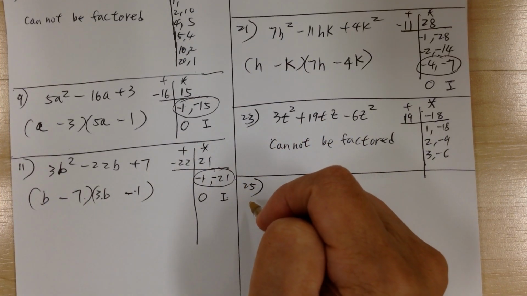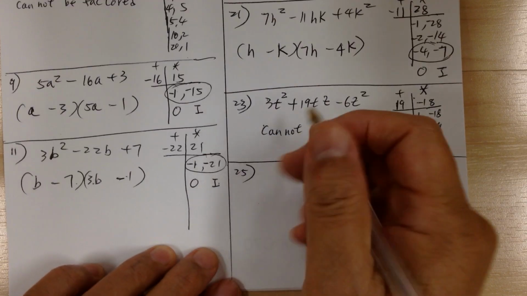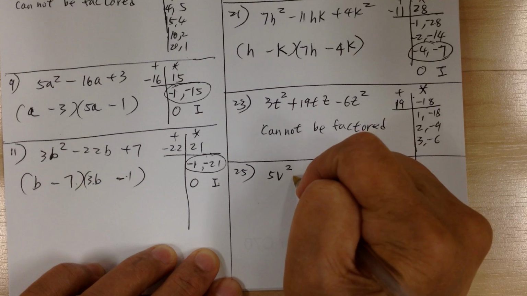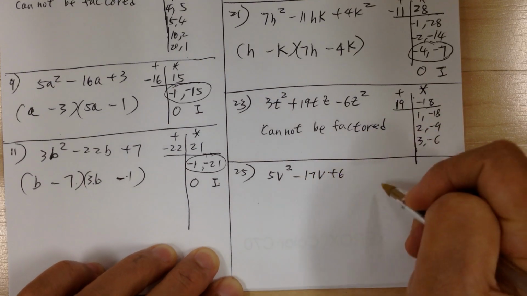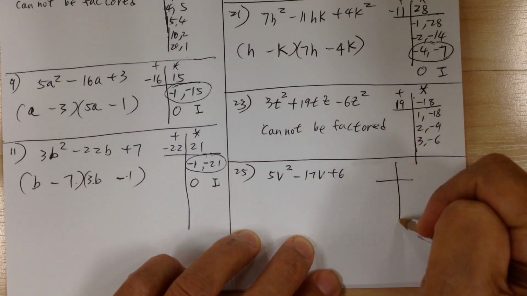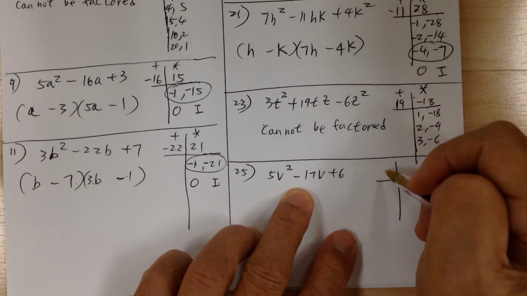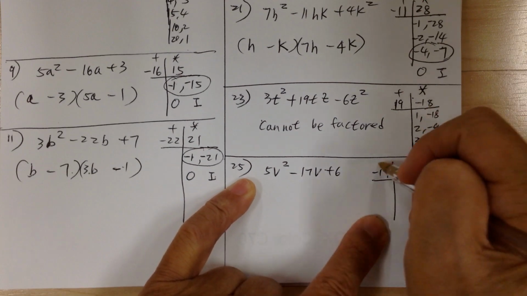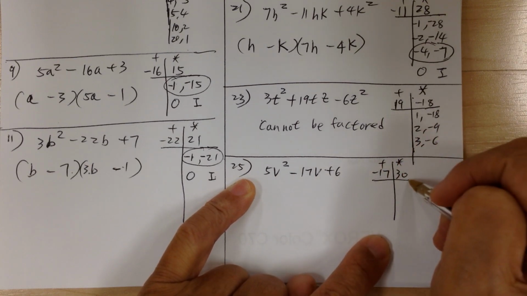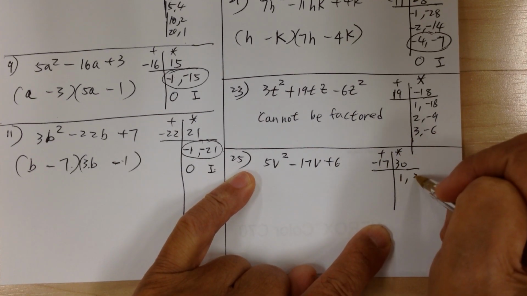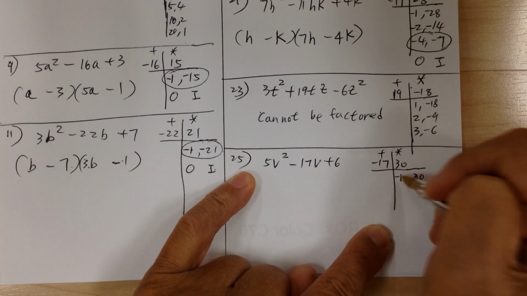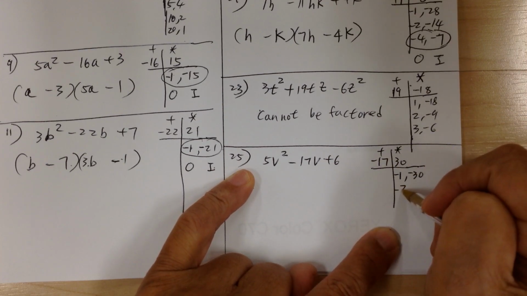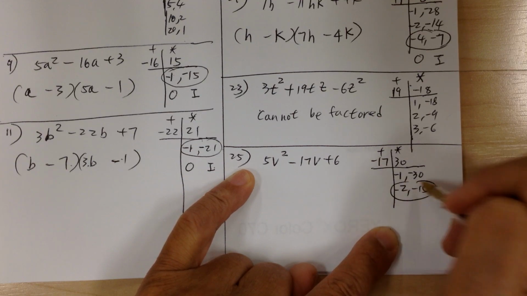Okay, 25. Make sure first you write things in the correct order. Write all the terms in the correct order. Then you can go through the steps. So negative 17, you have to get 30. You have to add to get that, you have to multiply to get that. Start with 1, 30, but to get negative, you have to use negative, because if you use both positive, you're not going to get negative. So you go negative 2, negative 15, and that's it.